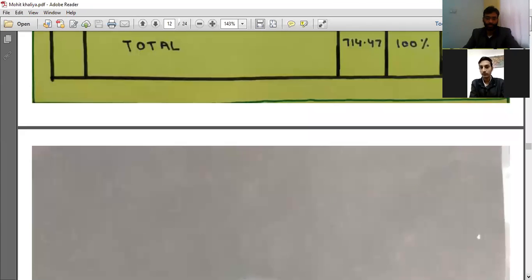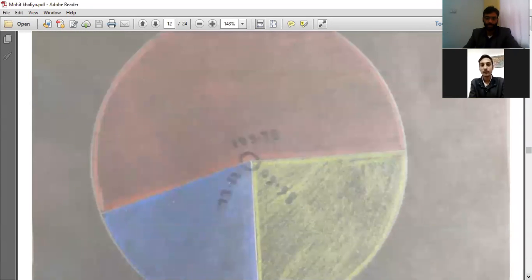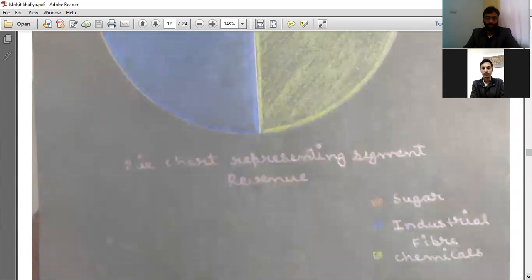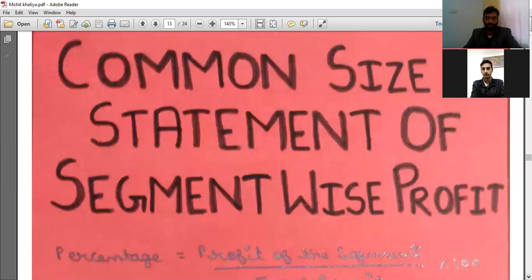Anyways, you have prepared nice diagrams. This is giving a nice presentation, appreciable work. And let us move further. What else have you prepared?